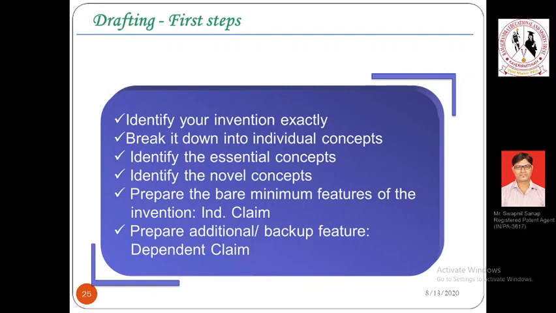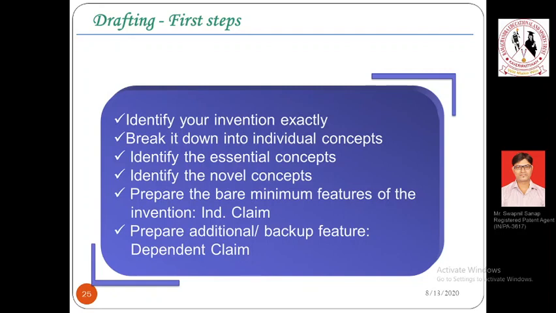Now, after breaking down each of these steps, you need to identify the essential concepts. Like I told you, you need to cut out all those features, all those steps which are already available or already disclosed in the prior art. If any of these things are known in the art, that means they will not constitute your invention, and hence you need to identify which are the essential concepts. Out of those essential concepts, it is not always mandatory that all of them are novel in nature. So you need to identify the novel features of your invention.